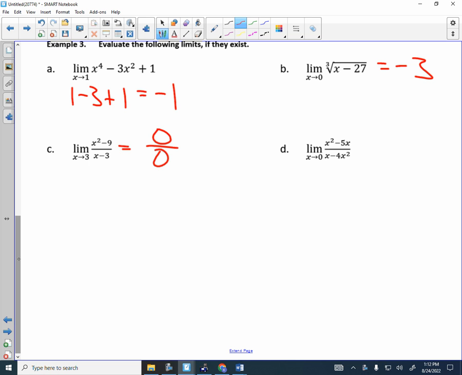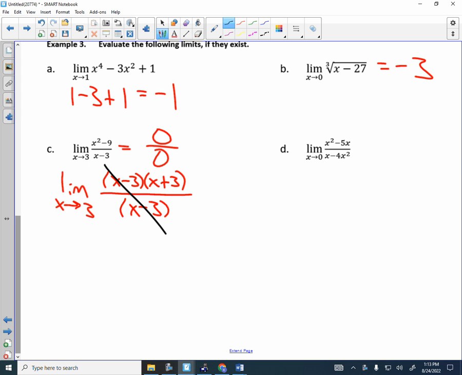It's really quite simple. Watch what happens with the top. What do you notice about x squared minus 9? It factors to what? x minus 3 times x plus 3. What do you notice about the bottom? x minus 3. So what's going to happen? They will cancel out. So now that we've gotten rid of the x minus 3's, if we plug in 3 to what remains, what do you get? 6. That's the limit.